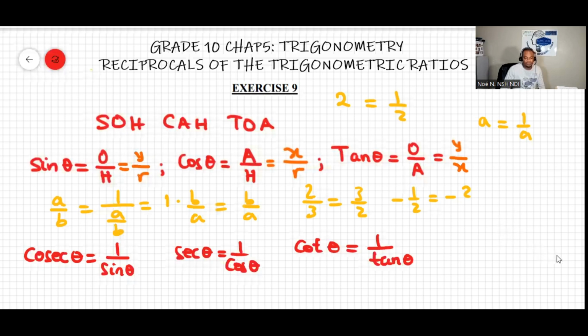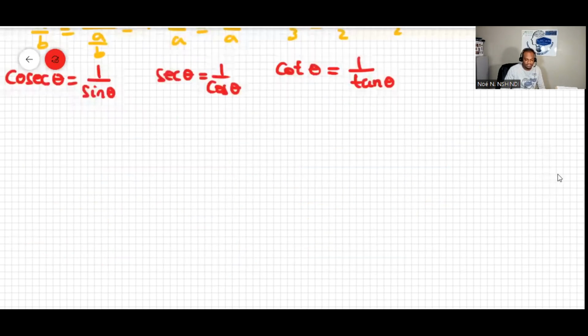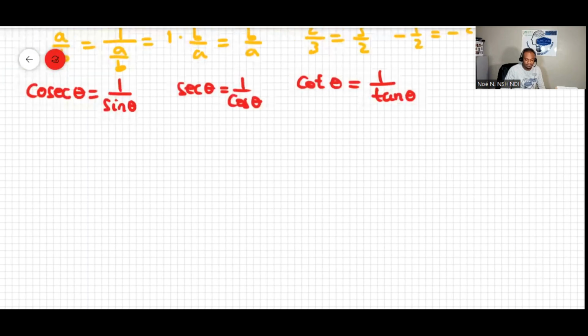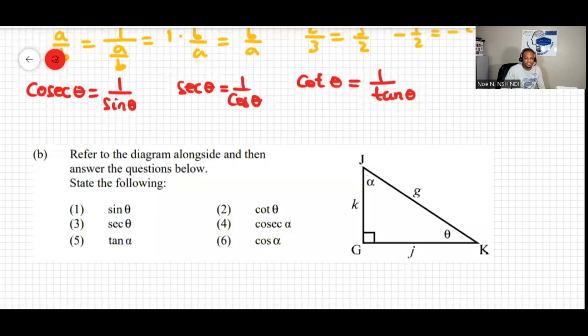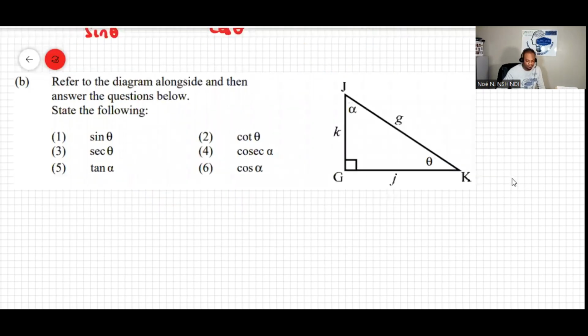Now we're going to do question B. And I'll move this a little bit like that. The question says, refer to the diagram alongside and then answer the questions below. State the following. Now question 1, what we have? Sine of theta. So now theta is over there, and then sine of theta.